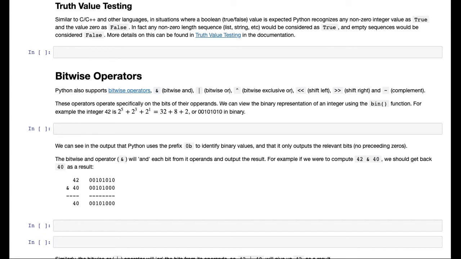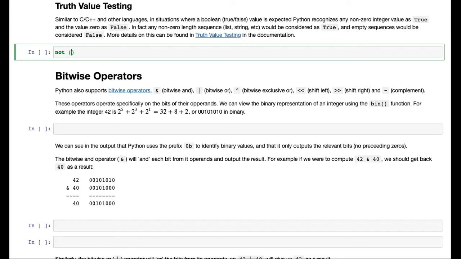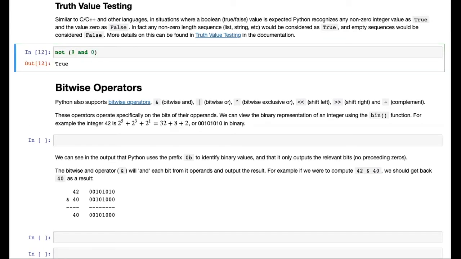So we can write things like this, where I say not, and then maybe in parentheses I put 9 and 0. And we get true as a result because the 9 was converted to be true, and the 0 is converted to be false. Now note, we don't have to actually hard code the values in this way, the 9 and the 0, for instance. These can, of course, be the result of some computation or the output of a function or whatever.